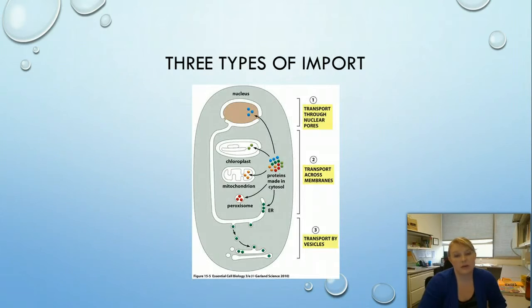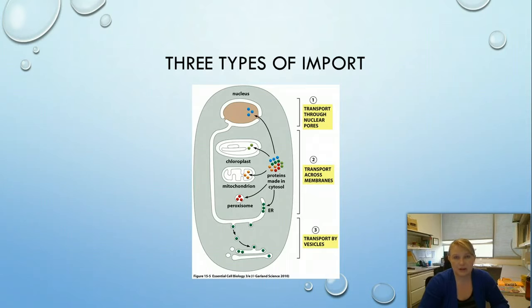All right, so we know that proteins that are bound for the plasma membrane are made in the ER. And we know that the proteins that are made to be kept inside the cell, either inside an organelle or in the cytosol, are made in the cytosol. So how do they get into the different organelles if they're made in the cytosol? And that's what we're going to talk about here.